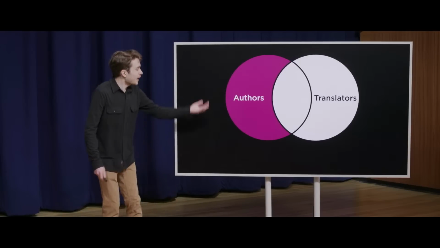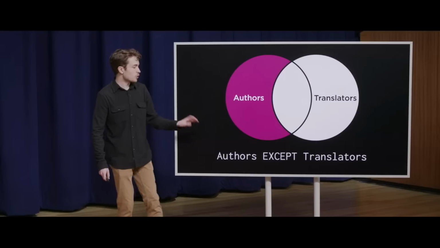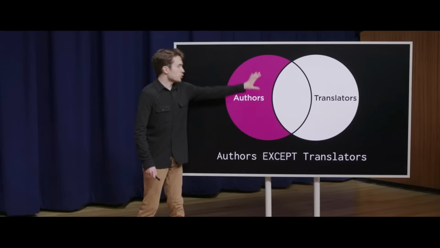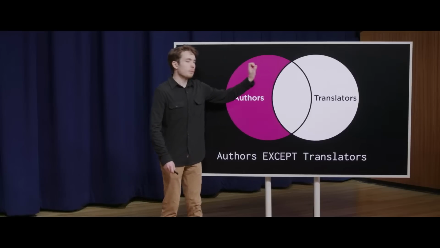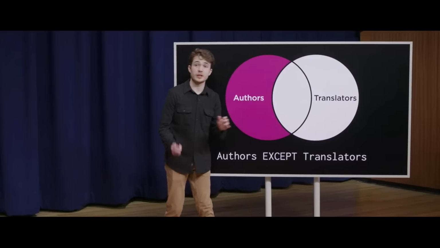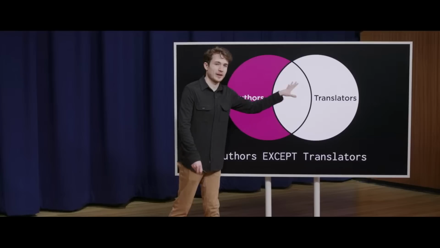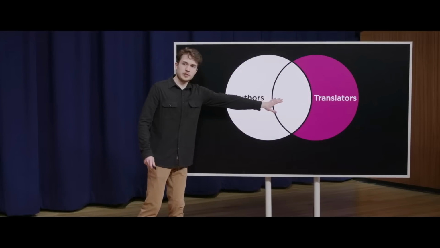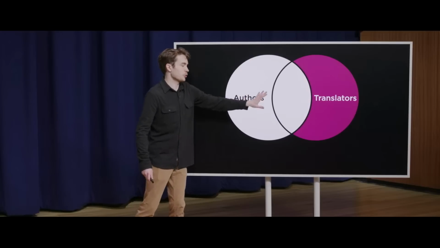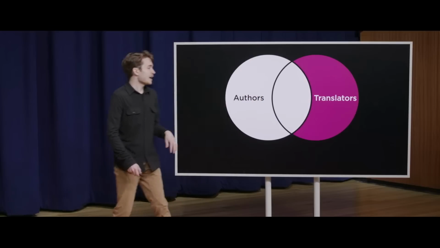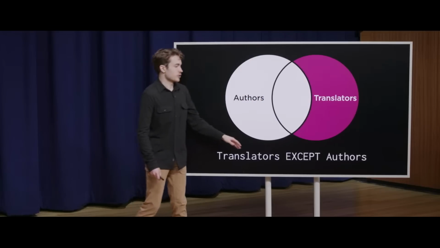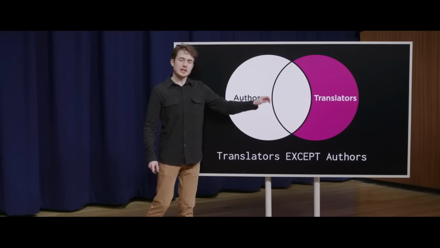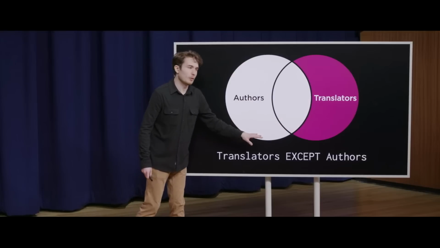And to get this kind of result, we would use our SQL keyword called except. I'll take my set of authors, but subtract or remove or except my set of translators. Similarly, I could say, take my set of translators and except the set of authors, subtract them, remove them. I could do that with translators except authors. We'll see these keywords in just a moment.